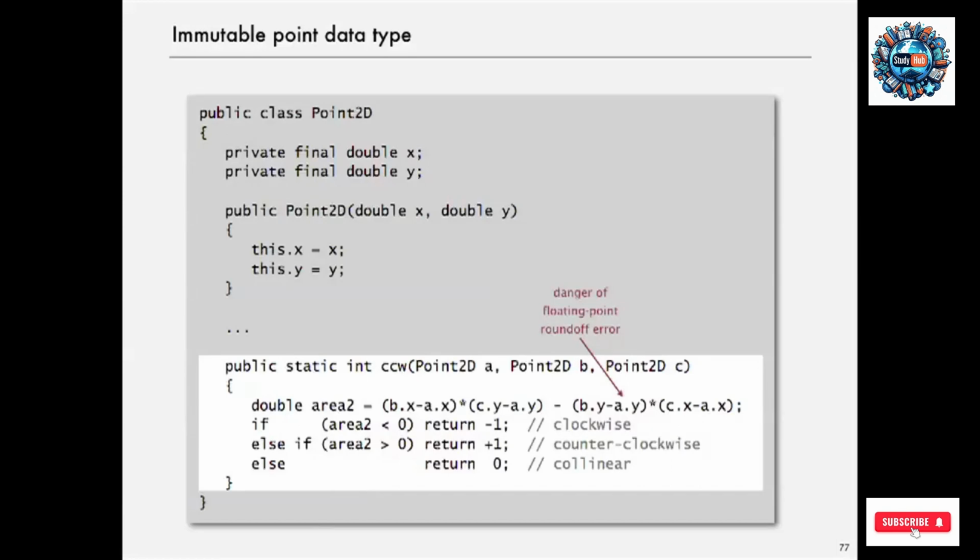If we implement a point data type for computational geometry, it can have a method, CCW, that just with this little math calculation, (b.x - a.x) times (c.y - a.y) minus (b.y - a.y) times (c.x - a.x), this calculation here gives you immediately whether it's counterclockwise, clockwise, or collinear. Not much code at all.